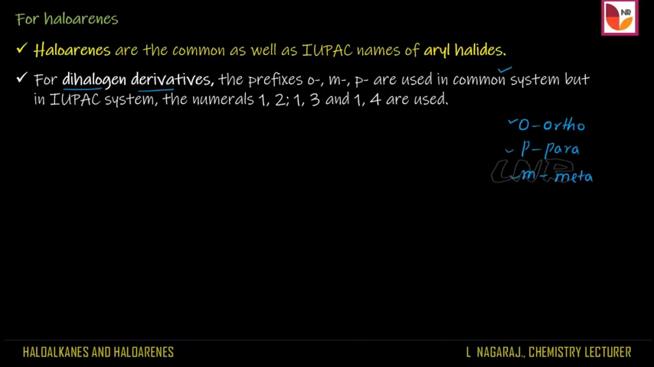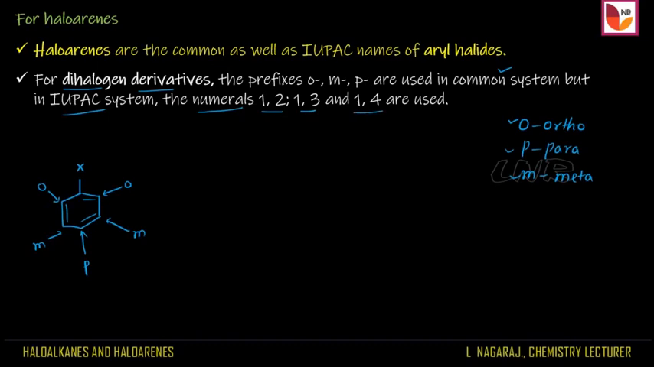and meta. For example, let us consider this benzene ring. In the benzene ring, one of the hydrogen atoms is replaced by the halogen. The carbon positions next to the halogen-attached carbon are called ortho positions, the next positions are meta positions, and the carbon opposite to the halogen-attached carbon is the para position. But in the IUPAC system, the positions of the halogens are represented by using numerals, that is 1,2, 1,3 or 1,4.